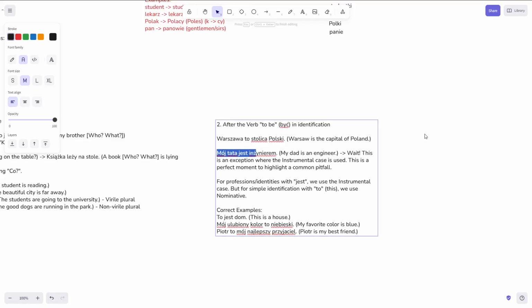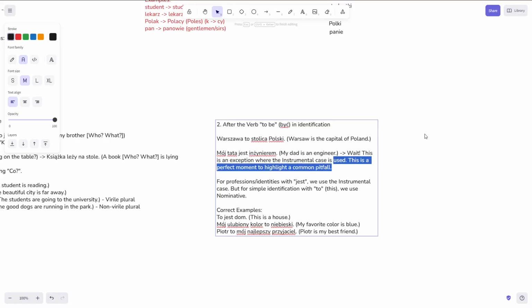Okay. Then we have an actual correct statement or sentence, because there is "to be". So there is the verb jest. Mój tata jest inżynierem. My dad is an engineer. Well, if you look closely and if you were to check it, actually the engineer in the nominative case in Polish is inżynier. So hold on, why is there an -em? So this is an exception where the instrumental case is actually being used.